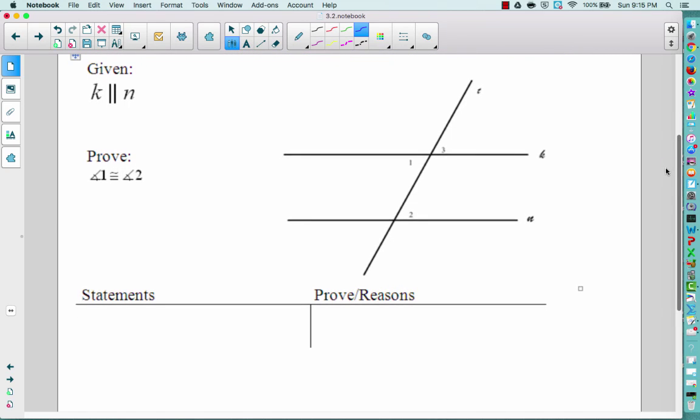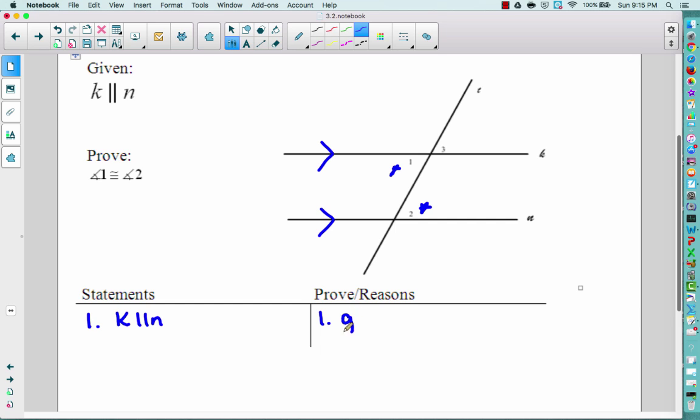And now let's look at our next one. We're given that line K is parallel to N. So you've got your diagram, and we're going to mark the lines parallel by putting the parallel symbol in that we learned about. Okay, so we're trying to prove, and I'm going to put a star, that angle 1 is congruent to angle 2. Now, the first thing we're going to do is get our given down, and remember, that's like our if. So K is parallel to N, and that's given to us.